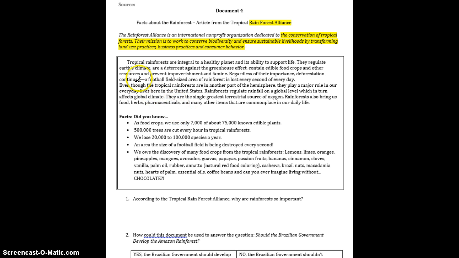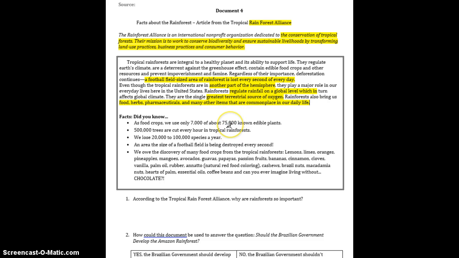So some things we probably want to highlight. A football-sized field of rainforest is lost every second of every day. They play a major role in our everyday lives by regulating rainfall on a global level. They are the single greatest terrestrial source of oxygen. And they also bring us food, herbs, and pharmaceuticals. Again, these are phrases or sentences that we can use in our paper to prove our point. They are going to be our evidence that we are looking for.